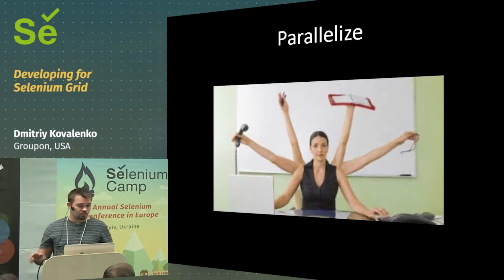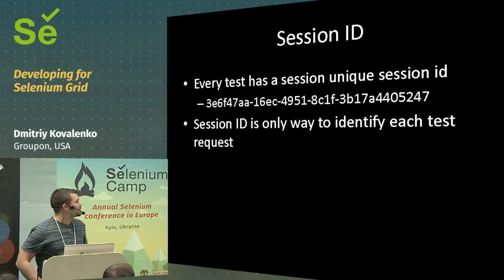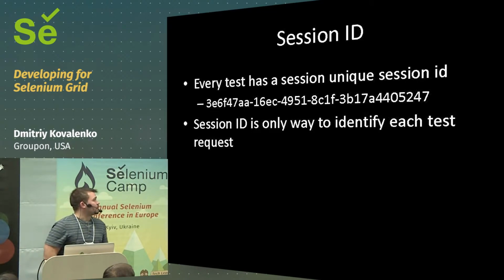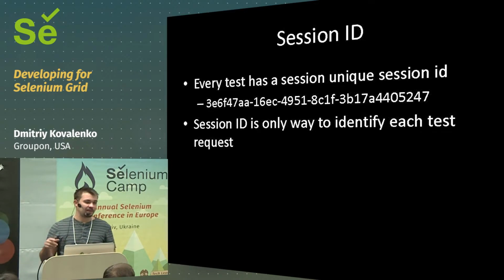The grid allows you to run things in parallel. So if you have one test suite, now you can run 3 tests at the same time on different nodes instead of just running 1 test at a time. And the key with the hub is the session ID. That is the unique ID that you're probably familiar with when you're running tests as is. But the tricky part about the hub is it has 2 session IDs for every test. There's the internal key and there's the external key.